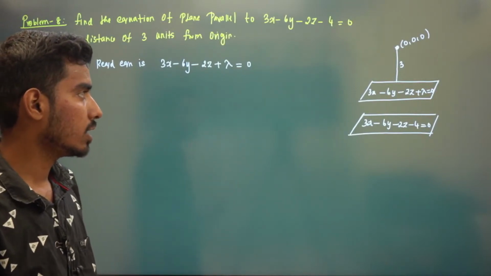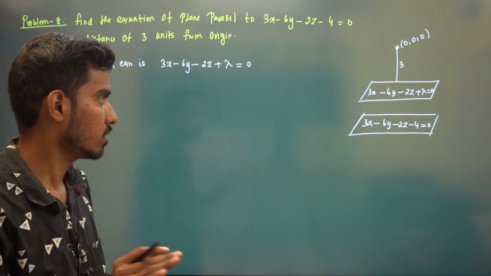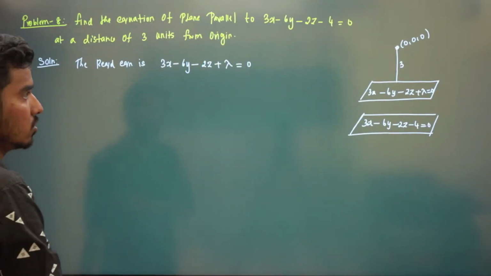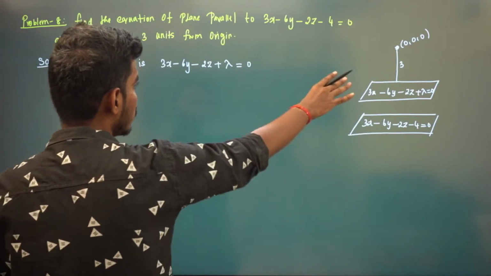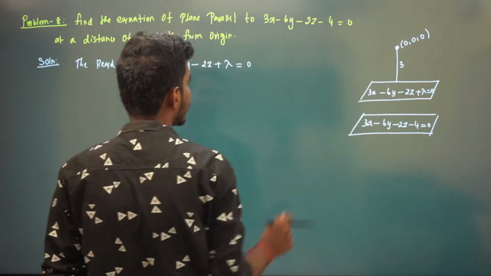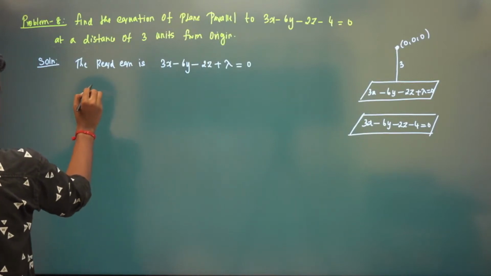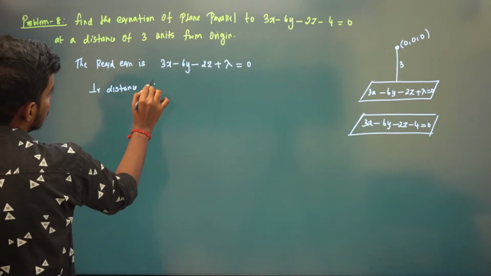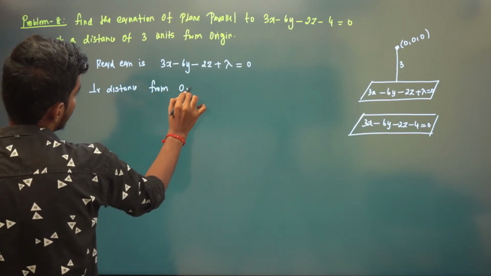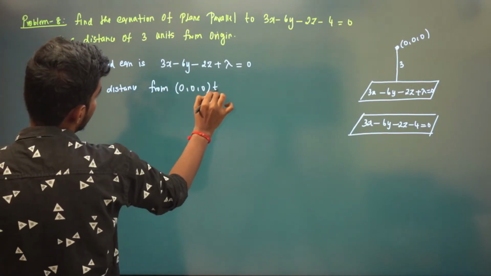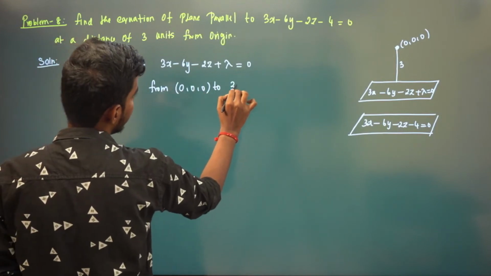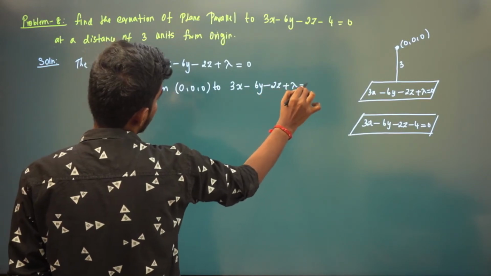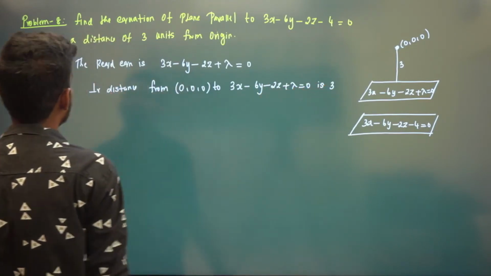Now there is one important thing here. So it is at a distance of 3 units from the origin. That is, they have given that the perpendicular distance from 0 comma 0 comma 0 to the plane 3x minus 6y minus 2z plus lambda is equal to 0 is 3, right?